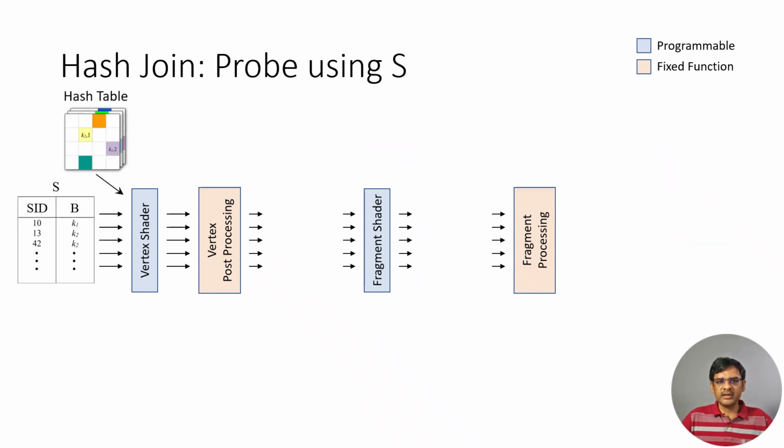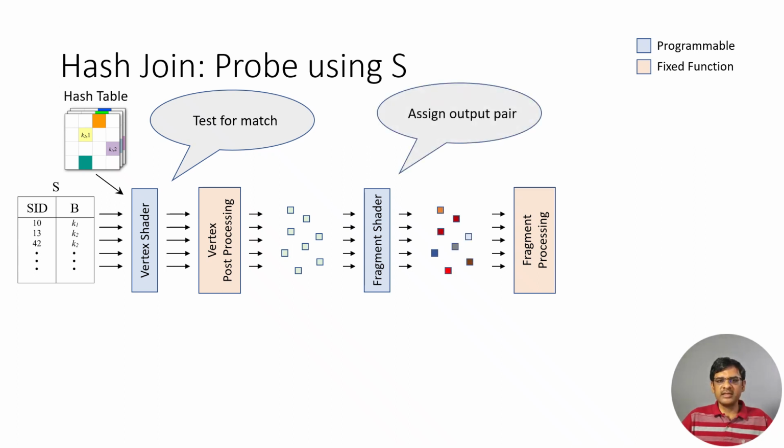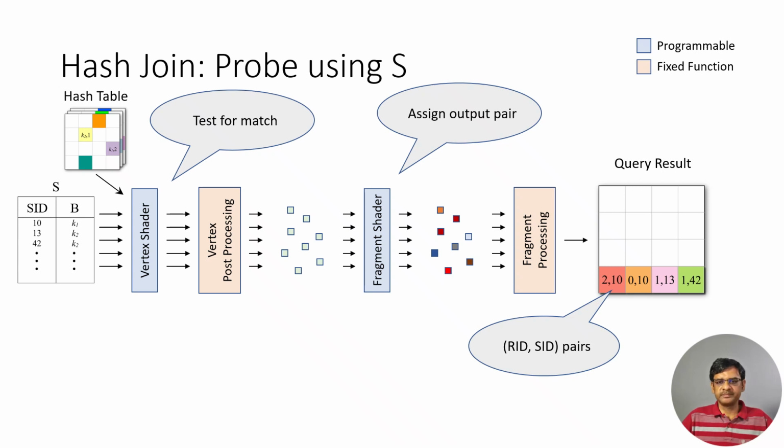The probe is accomplished in a similar fashion. The join attributes of S is bound as a vertex buffer. Additionally, the hash table is bound as a texture, thus allowing the use of efficient texture lookups. The vertex shader then applies the hash function of S and tests for a match with the hash table. Vertices not matched get clipped by the vertex post-processing step. The fragment shader then assigns the output pairs as colors to the generated fragments, which are finally collected together to obtain the join output.